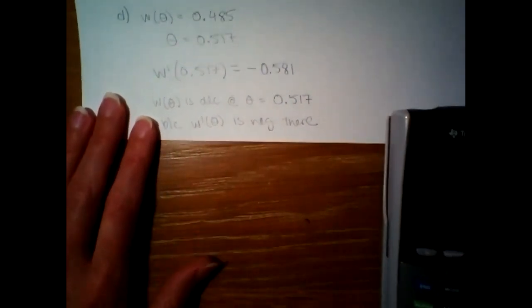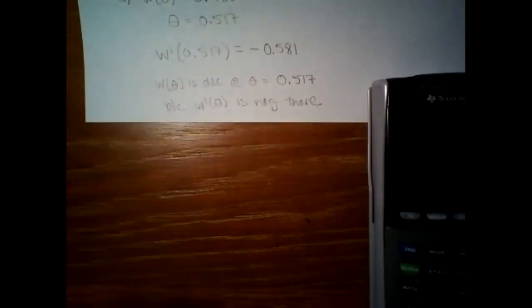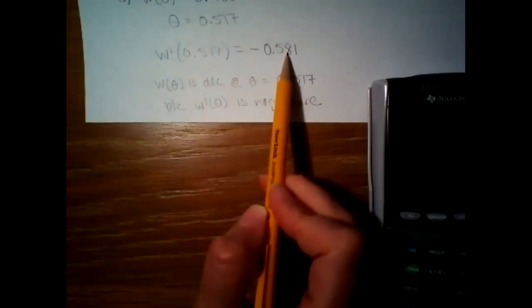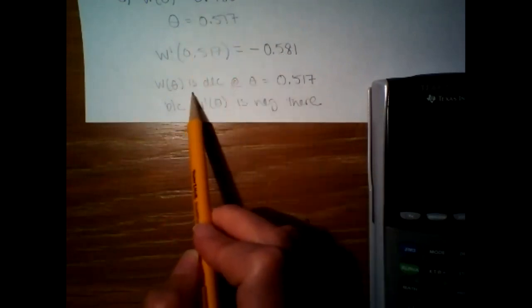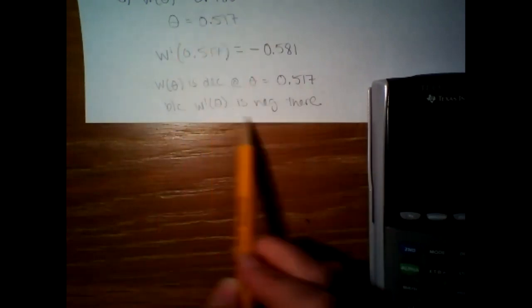Sorry, one was 0.517 and the other one was negative 0.581. They were really similar to each other. I almost mix them up. But theta is what we were plugging in. The result we got was negative. So the function is decreasing at this theta value because the derivative is negative.